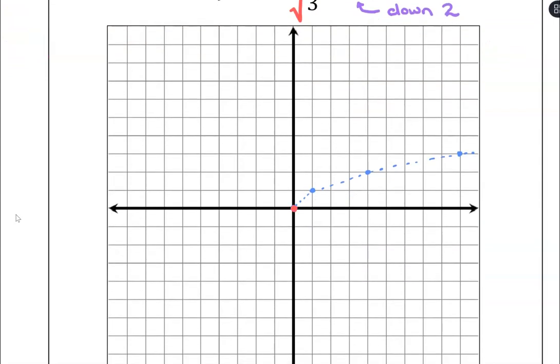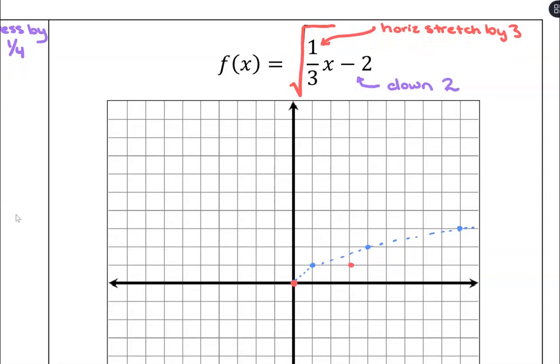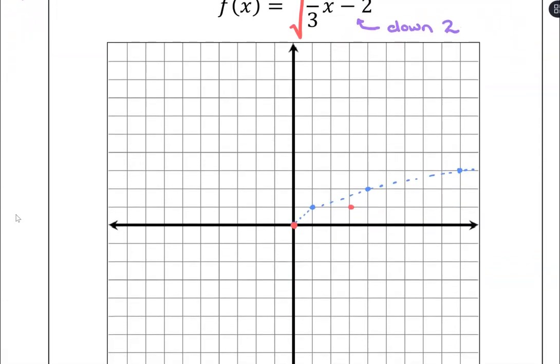This will stay the same. Horizontal distance of 1 will change into a 3. Horizontal distance of 4 will now change to a 12, which is off the page. So I'll just estimate as best as I can if we're kind of out there. And that's all I can graph.